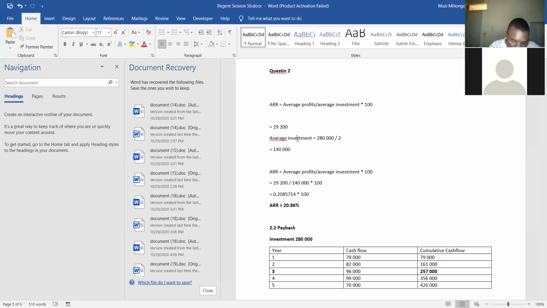Then expected cash flow after tax are as follows. You see over there, you are given cash flows. These are not net profits. So you need to convert these to net profits. If you can turn to the page where they are calculating this AIR, how do they go about getting these net profits?